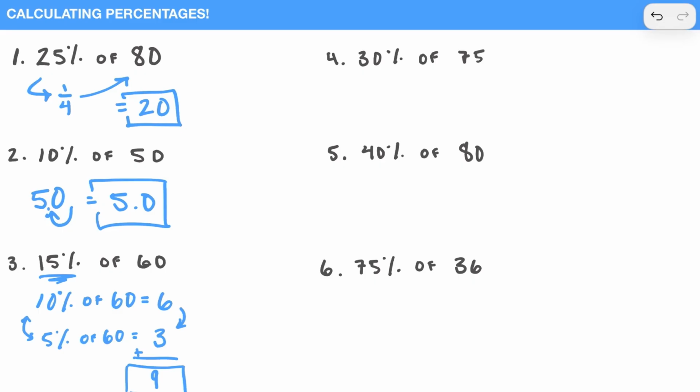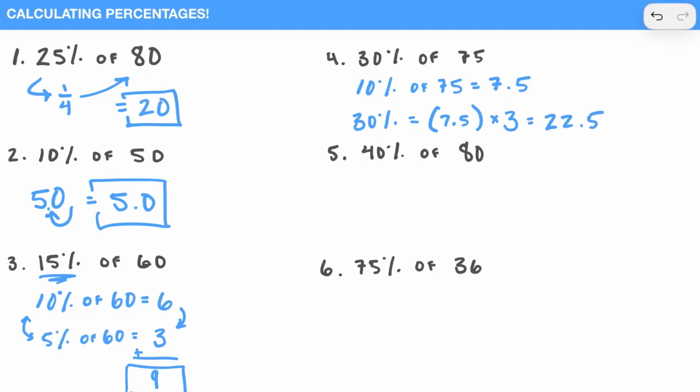30% of 75. Again, just kind of taking a continuation of this. If I know 10% of 75 is equal to 7.5, right? Because I'm just moving that decimal 1 space over. What I can do is 30% is equal to 7.5 times 3. And what that gets me is 22.5. 30% of 75 is 22.5.